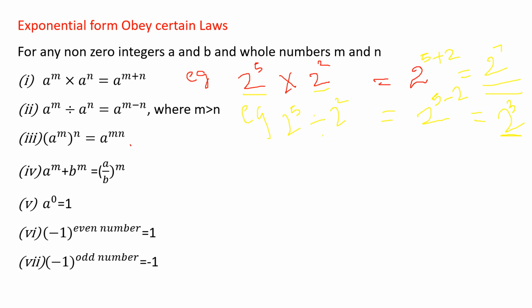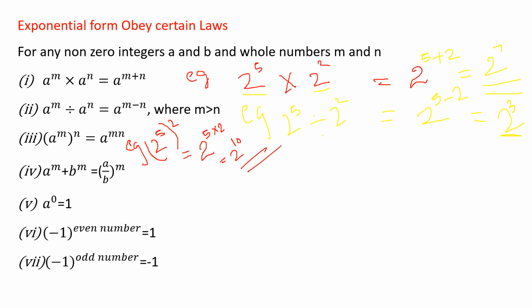Look at here. For this third one, the same example I will write: 2 power 5, the whole power 2. So I am writing the question 2 power 5, the whole power 2. Then which formula will you apply? The third formula. You will write 2 power mn, meaning 2 power 5 into 2. M is 5, n is 2. 5 2s are 10. So the answer is 2 power 10.